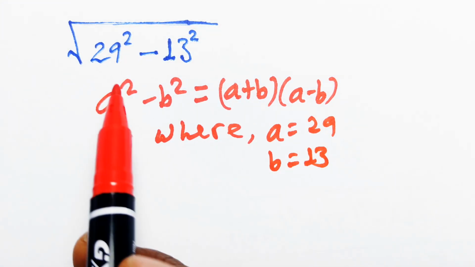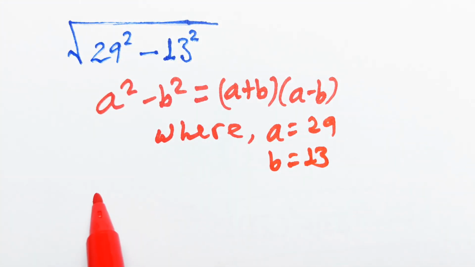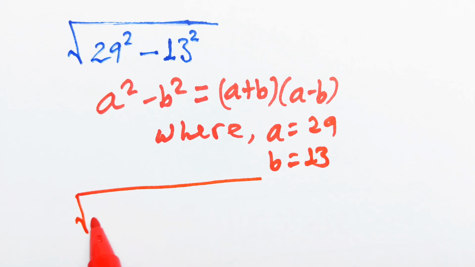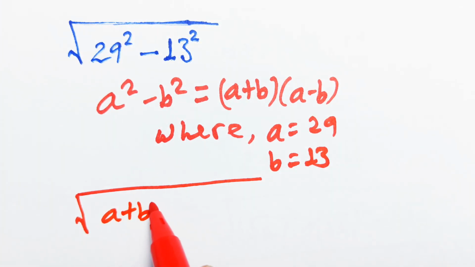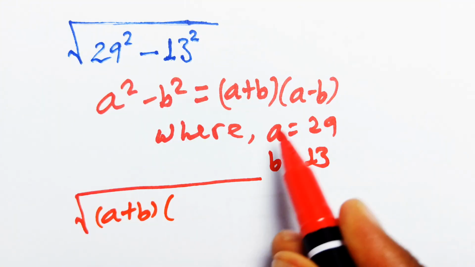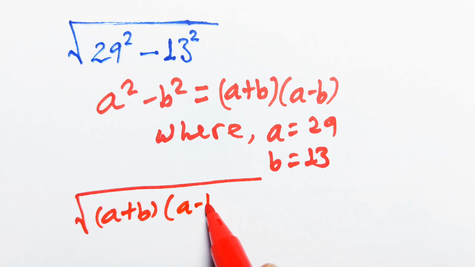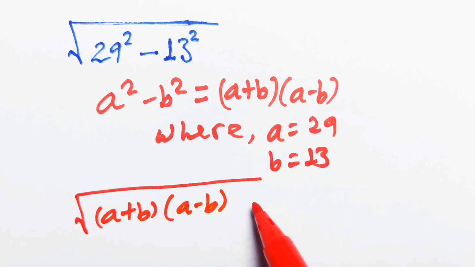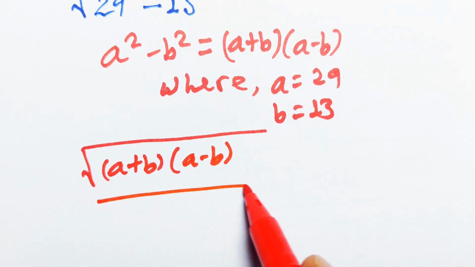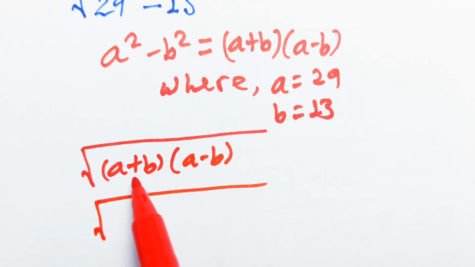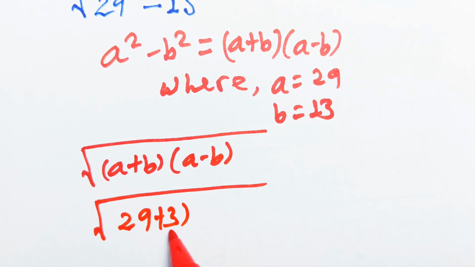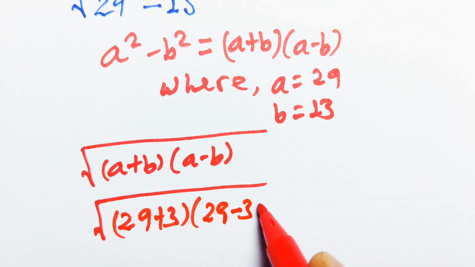So using this expression, this can be written as the square root of a plus b times a minus b. So this one is the square root of, a is 29, plus 13 times 29 minus 13.